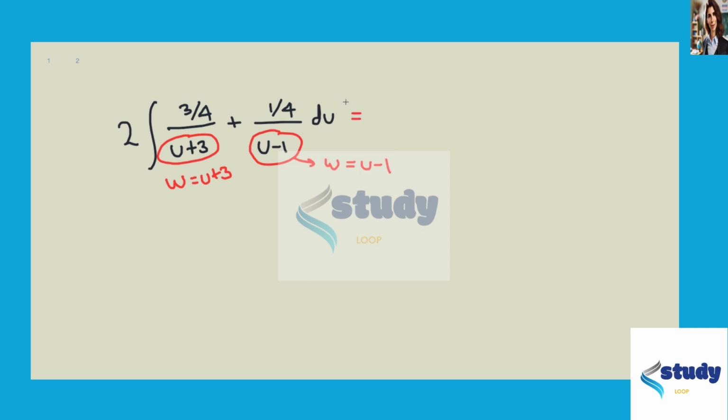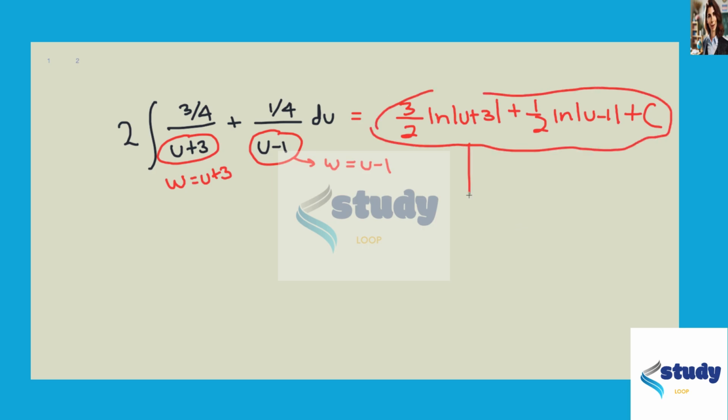Doing these substitutions, we should get, we have 2 times 3/4, that's 3/2 natural log u plus 3 in the absolute value, plus 2 times 1/4, that's a half, natural log absolute value u minus 1 plus c. And here the last thing to do would be to go ahead and write this back in terms of the variable x. So this is all equal to 3/2 natural log. And then u was the radical, x plus 3.